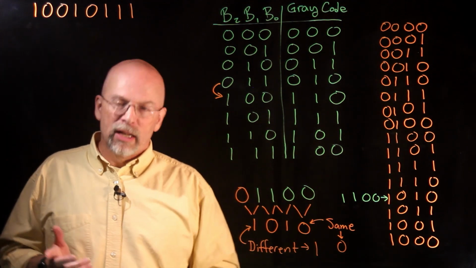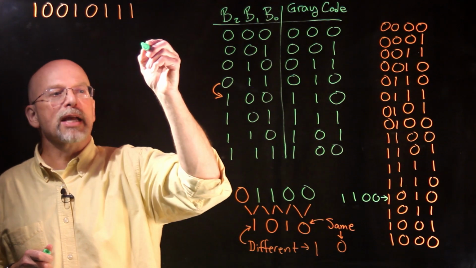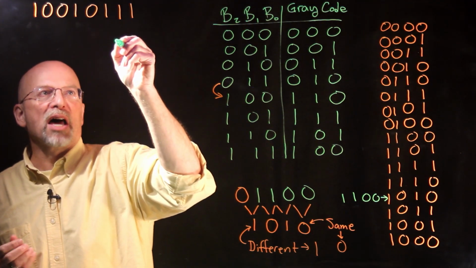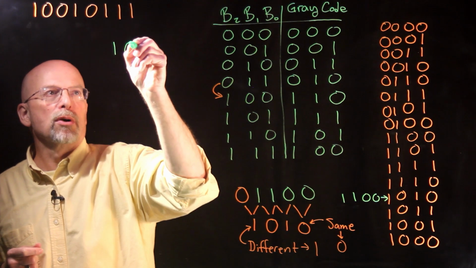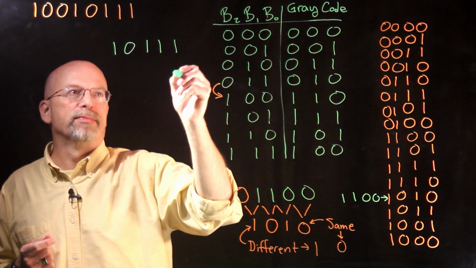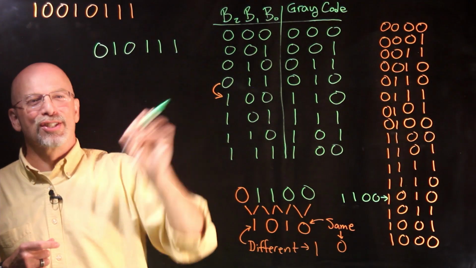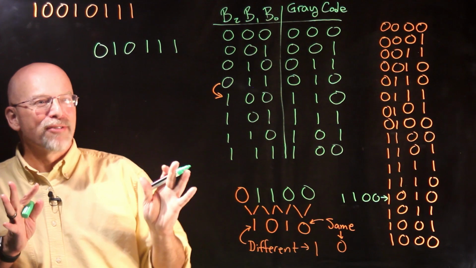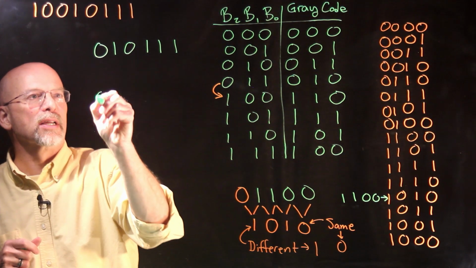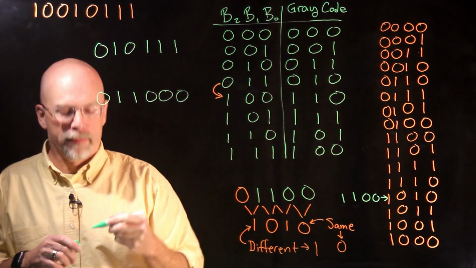Okay? Let's try this with more bits. Let's do a 6-bit position number. I don't know, we'll make something up. 1, 0, 1, 1, 1. We'll put a preceding 0 here, okay? So there's a 6-bit value. In fact, let's do the next one in the sequence too. If we add 1 to this guy, we get 0, 1, 1, 0, 0, 0.